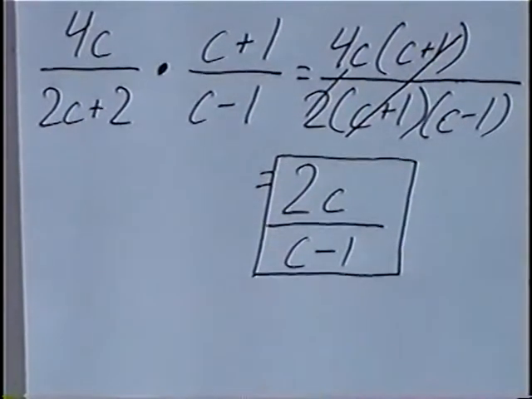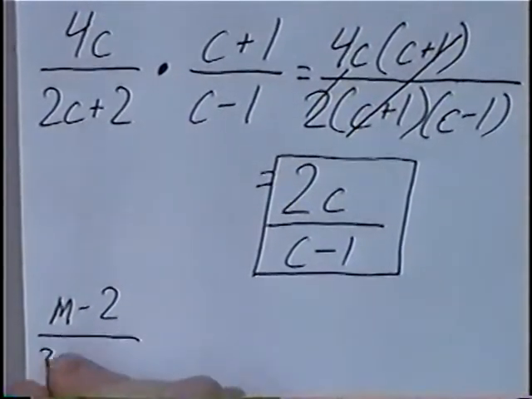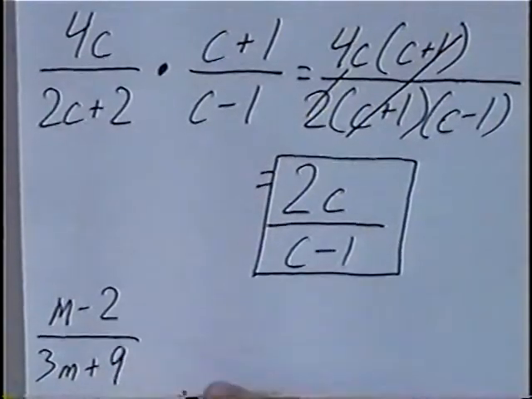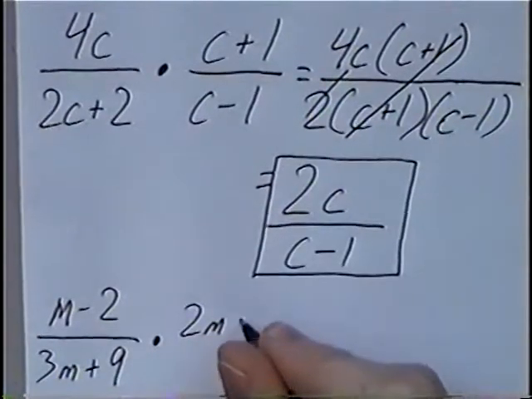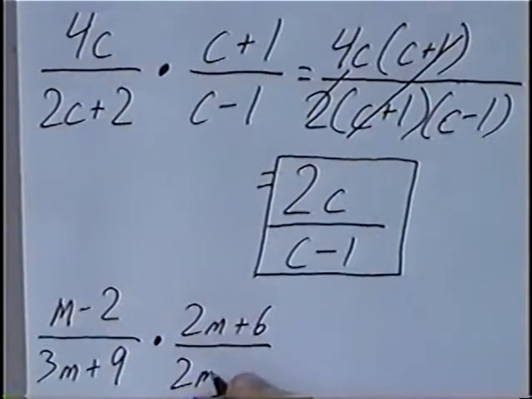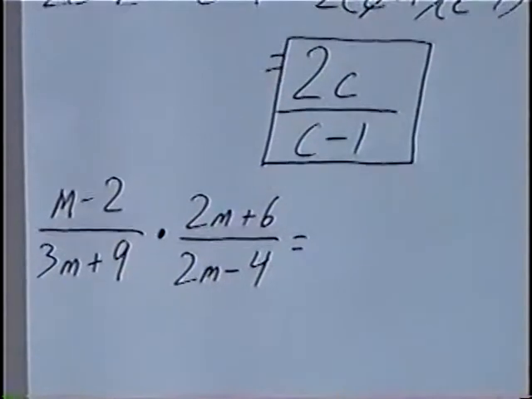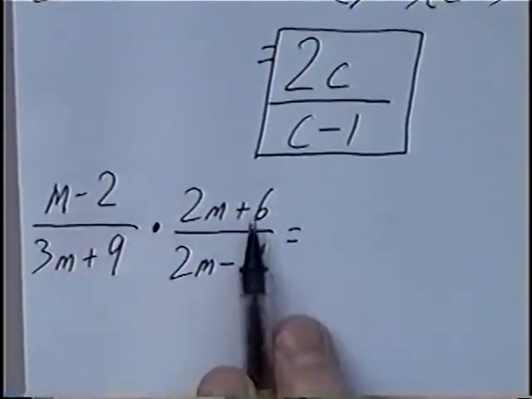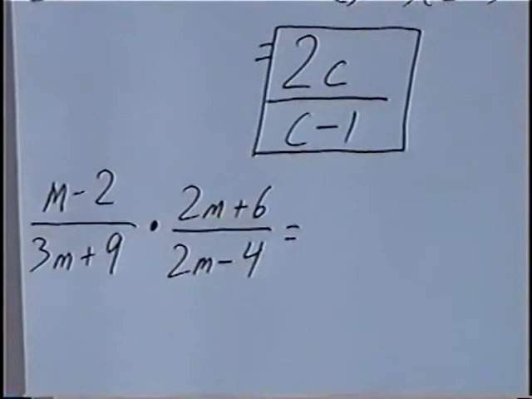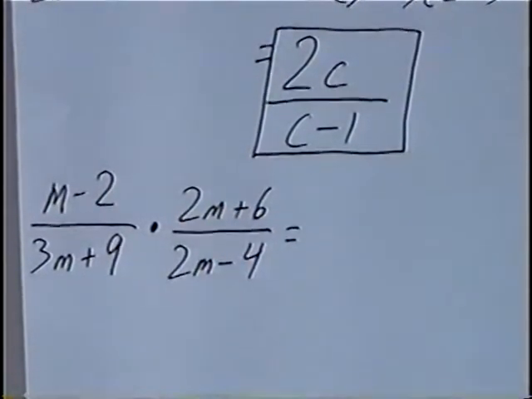And last question for the section. First fraction is m minus 2 over 3m plus 9, multiplied by a second fraction, 2m plus 6 divided by 2m minus 4. Again, multiplying, we can multiply straight across the numerator and denominator, and keep in mind any factors where we can factor those as we multiply.